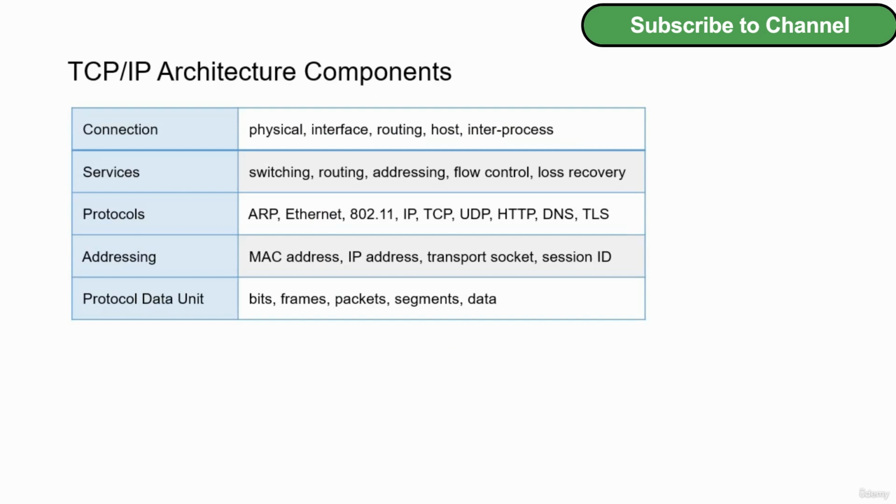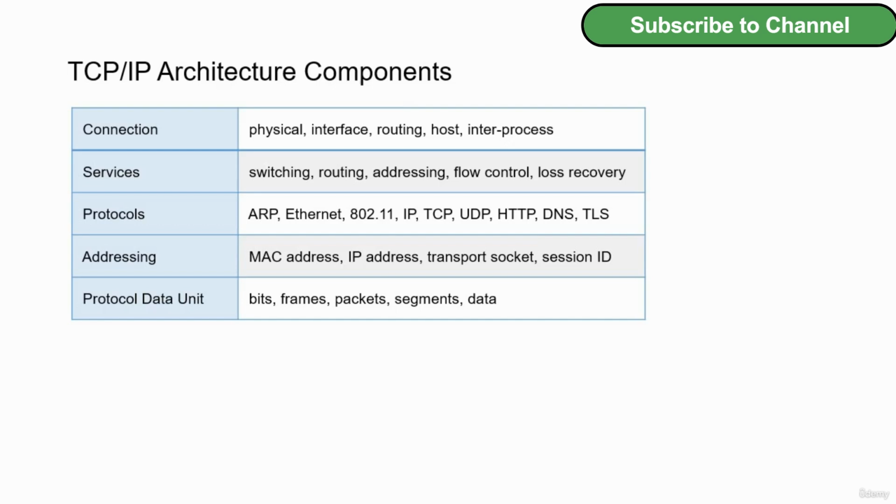And then finally, there's these TCP/IP architecture components. And the purpose here is just to show you that there's 5 different components at each layer. You can really specify something at each layer that defines the layer itself, and they're all described here. A connection, for example, you've got a physical connection at layer 1. Then at layer 2, it's an interface connection. That's Ethernet, of course, and some of the other protocols mentioned at that layer.